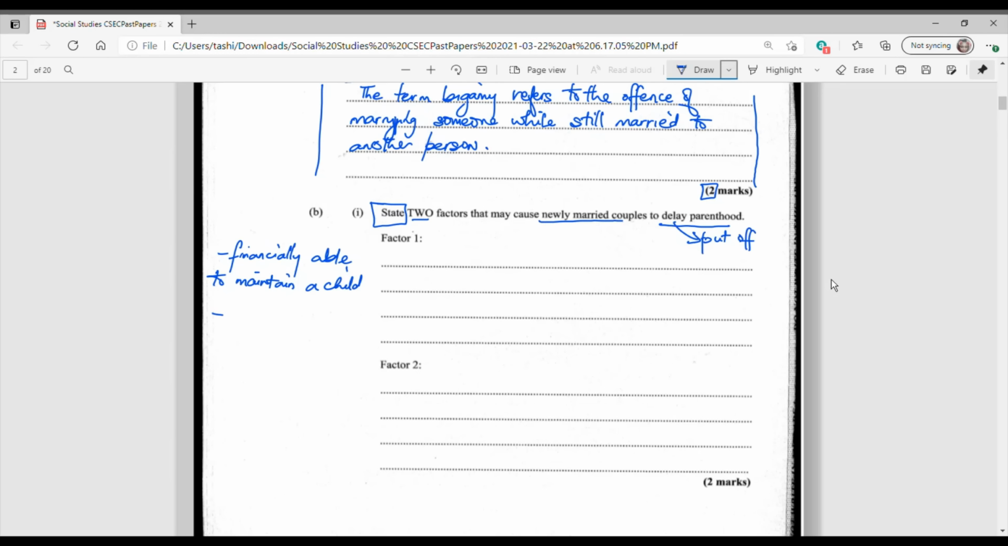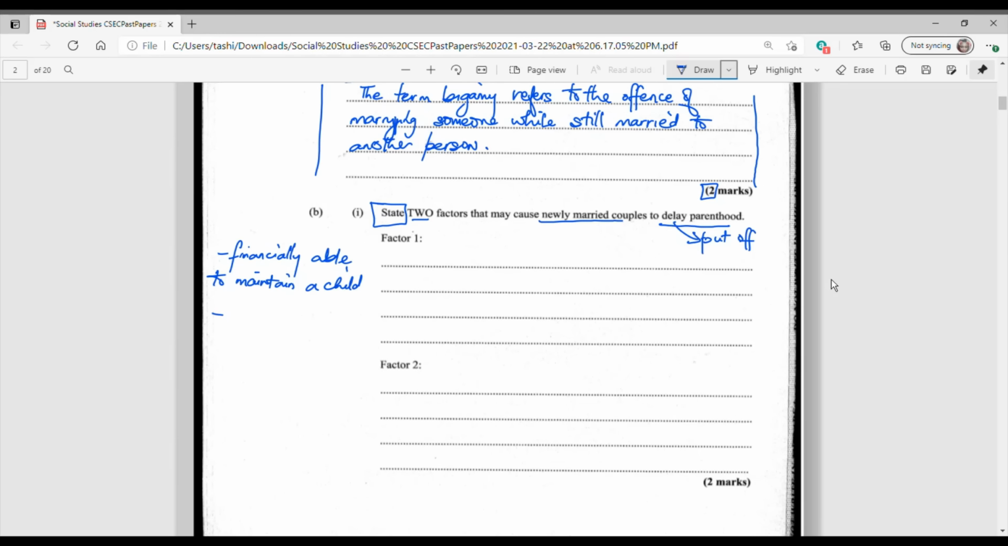Another thing that could cause newly married couples to delay parenthood, think about it, put yourself in the position. That's the thing with social studies. It is social studies, so you're basically studying society. So you can think about what your parents would have done, what other family members would have done, what you would have done yourself, and it would assist you in coming up with appropriate responses in order to fully get the marks that is given in this particular question.